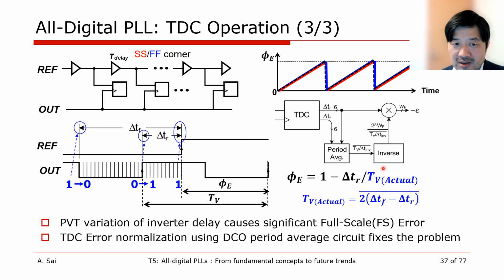Actually, TDCB is calculated from the difference of delta TF and delta TR. Those are the fractional delays between the reference clock and the next DCO rising edge and falling edge, respectively.